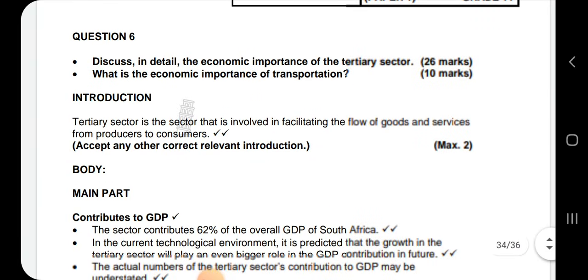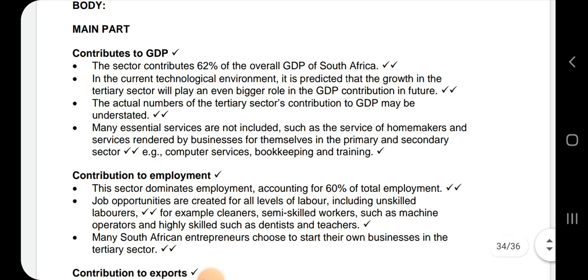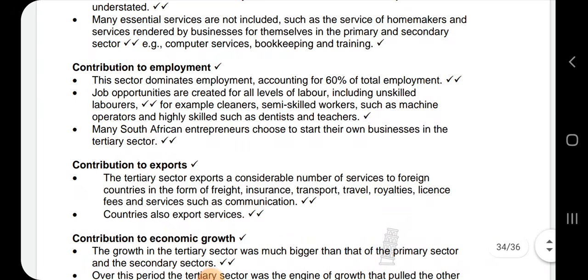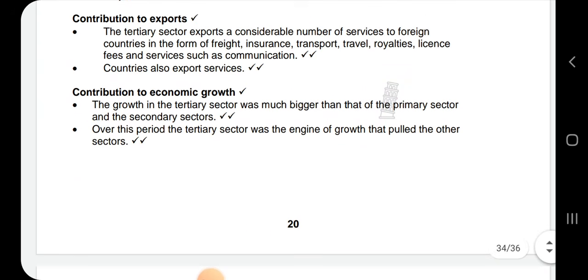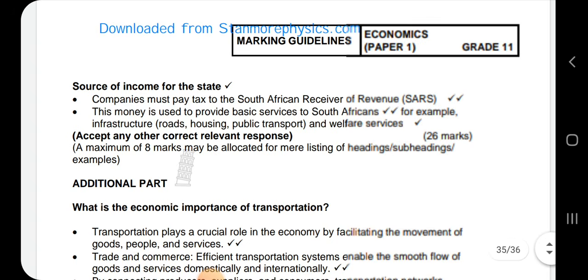Discuss in detail the economic importance of the tertiary sector. That is your introduction. Tertiary is the sector that is involved in facilitating the flow of goods and services from producers to consumers, or anything that has got to do with the sectors of the economy, and then contributes to GDP. The main importance is that it contributes to GDP, employment, exports, and economic growth, and is a source of income for the state.